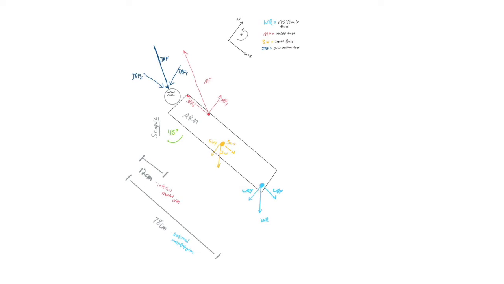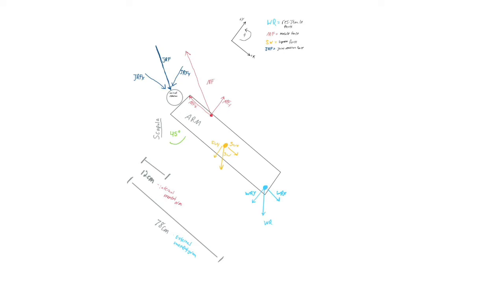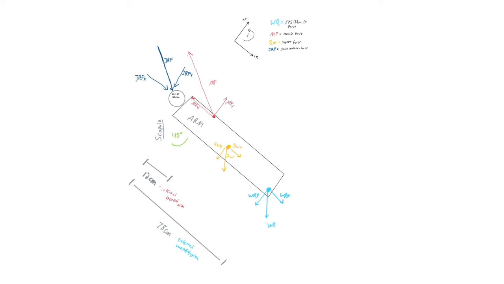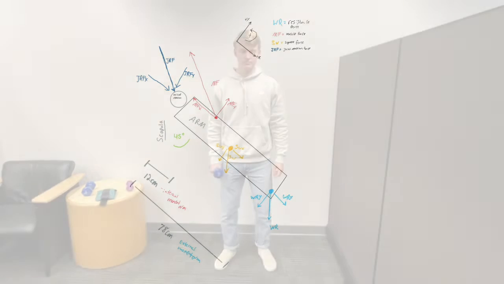The internal moment arm is estimated to be about 12 centimeters, which is the point where the muscle force is acting. The external moment arm is estimated to be about 78 centimeters, which is how far the resistance weight is away from the axis of rotation. Because the internal moment arm is smaller, the muscle force vector has to be greater than the resistance force vector. Further, because the muscle force is between the fulcrum and the resistance force, this is a third-class lever.